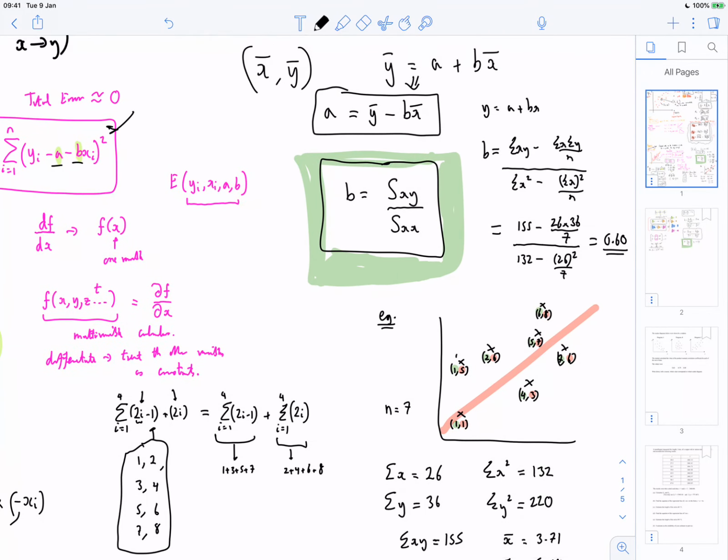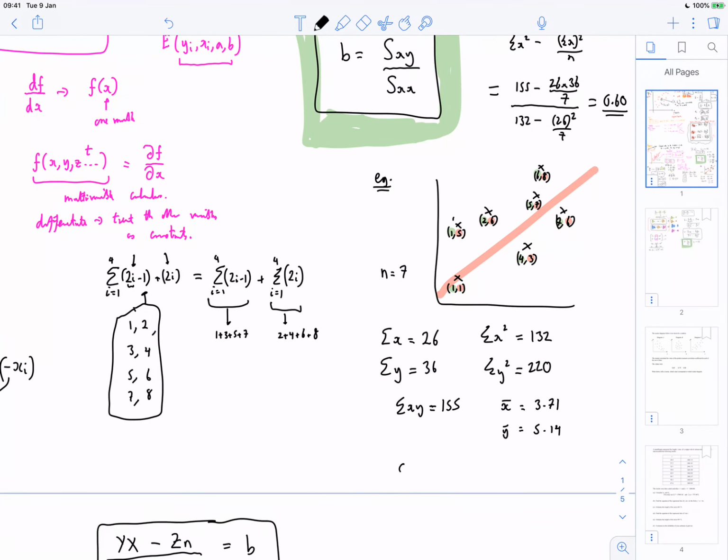And to get the a value, remember, that's just y bar minus b lots of x bar. So a is going to be y bar, which is 5.14, minus b, which is now 0.60, times x bar, which is 3.71. So 5.14 minus 0.60 times 3.71, so a is going to be 2.914. So that means the line of best fit is, well, let's get it in terms of mx plus c: it's going to be y equals 0.6x plus 2.914.